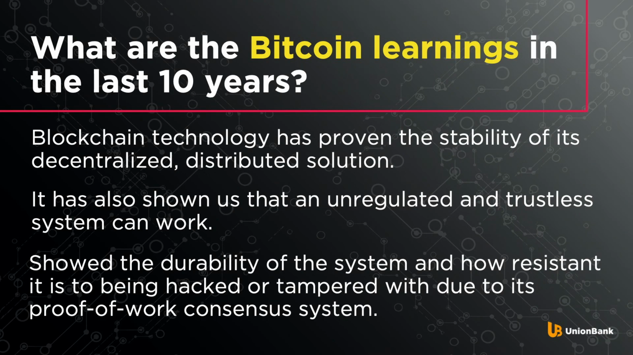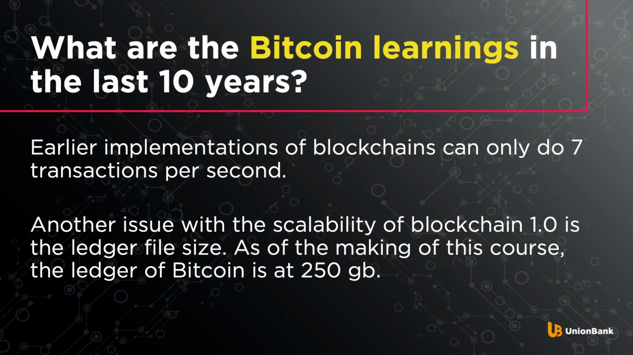Initial blockchain technology has also shown us the durability of the system and how resistant it is to being hacked or tampered with due to its proof-of-work consensus system. We also learned that the earlier implementations of blockchain are also quite slow and have difficulty scaling due to being able to do only 7 transactions per second. Smaller transactions on older blockchains might take longer to be added to the ledger. This is why new blockchain technology is being developed that is faster and more scalable.